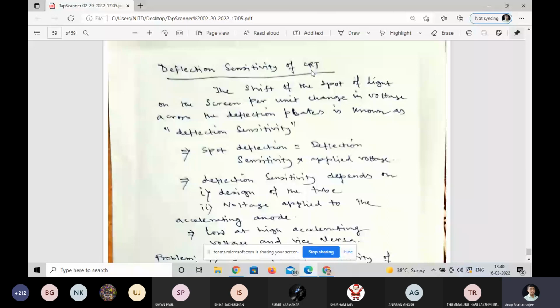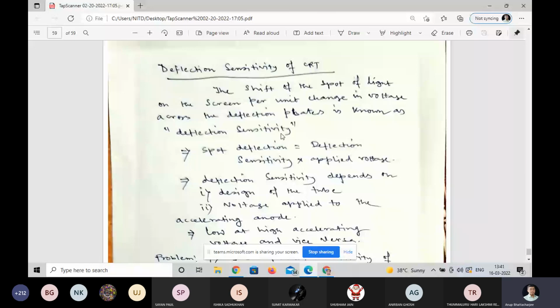Question maybe: what do you mean by deflection sensitivity of CRT? The shift of the spot of light on the screen per unit change in voltage across the deflection plates is known as deflection sensitivity of CRT. This is the definition.